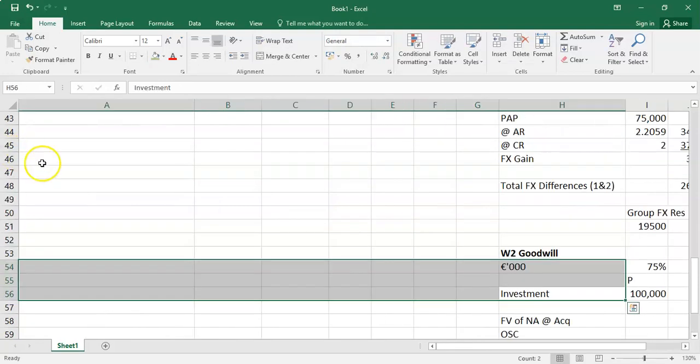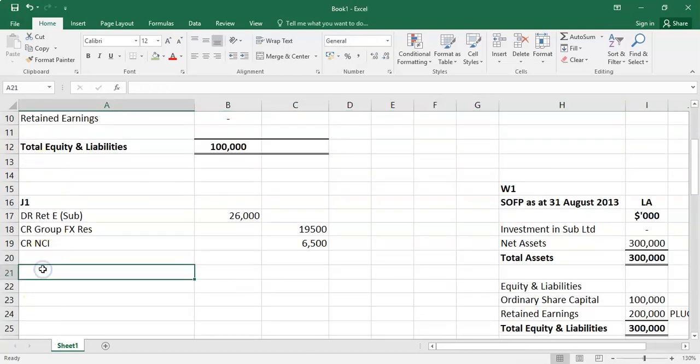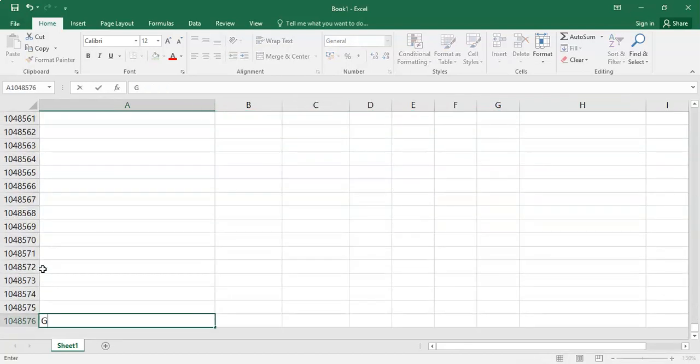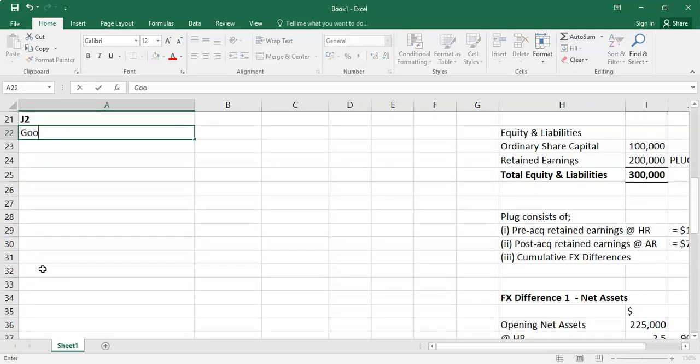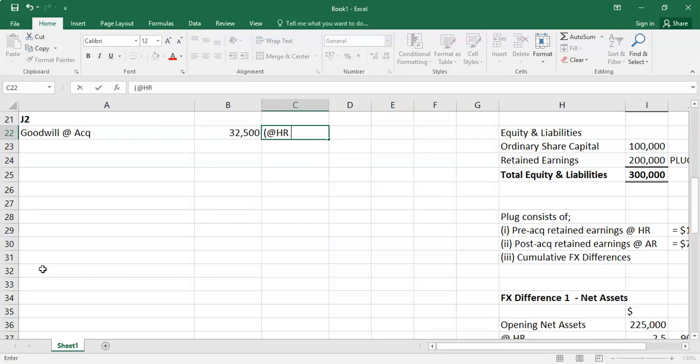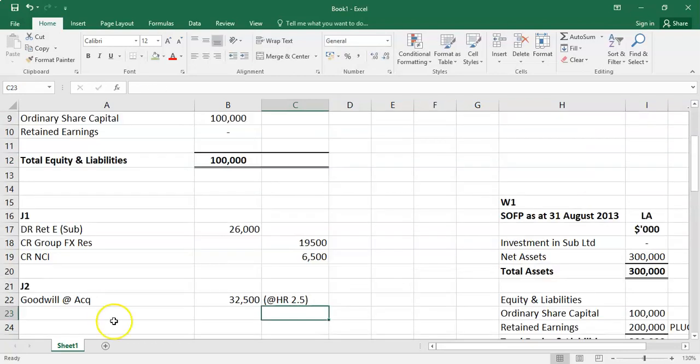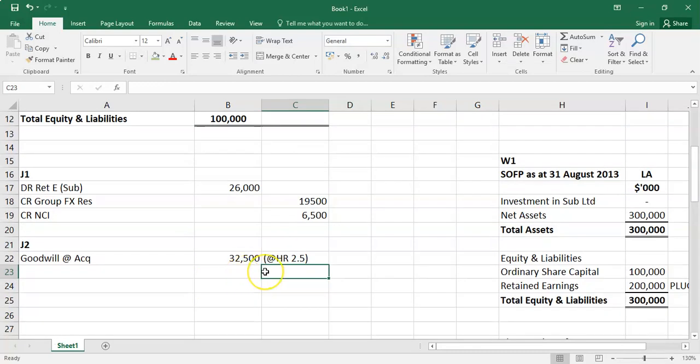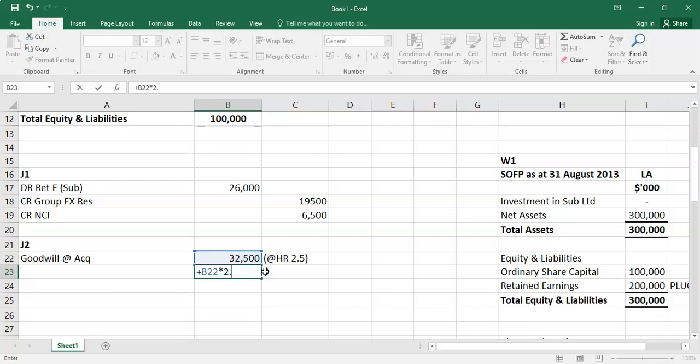So you come back up here and you say, your J2, goodwill at acquisition, which is 32,500 euro, and that would be at the historic rate, which is 2.5. Right? So technically in dollars, if you want the dollar amount of that, that is 32,500 euro times 2.5. So what you're saying is the dollar amount of the goodwill at acquisition is 81,250.